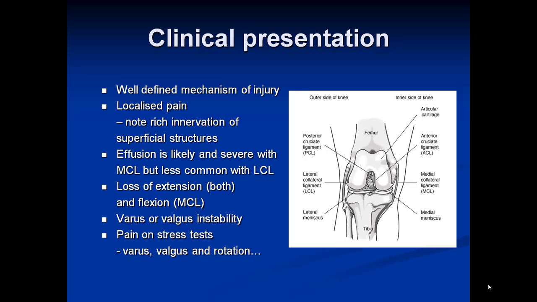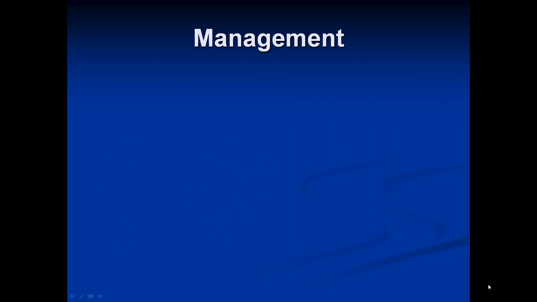In both cases, you will see a loss of extension and also flexion with the medial collateral ligament, and this is due to the mechanics of the ligament during those movements. There will be either varus or valgus instability depending on the ligament involved, due to pain inhibition, and there will be positive stress tests for each of the ligaments involved.